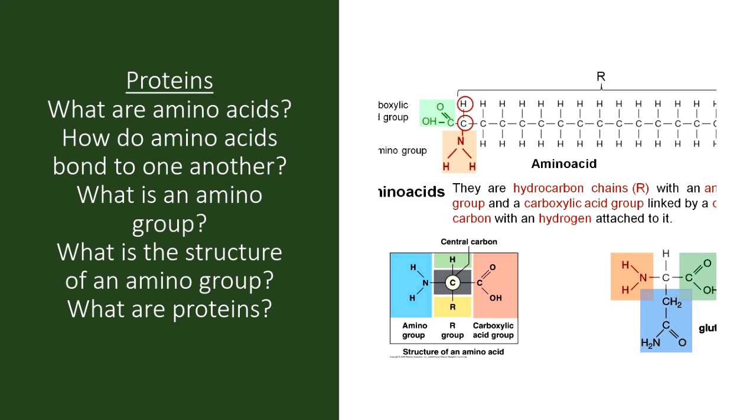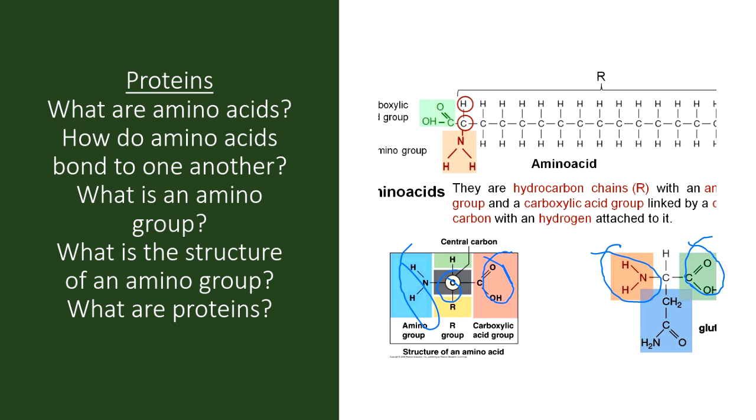So what are amino acids? Amino acids are just hydrocarbon chains, meaning they're just chains of hydrogens and carbons, with an amino group, which is this part right here, the NH2, and a carboxylic acid group, which is the COOH. All amino acids have basically the same general structure. They have the central carbon right here. They have the amino group, which is why it's called an amino acid. It has the carboxylic acid group.